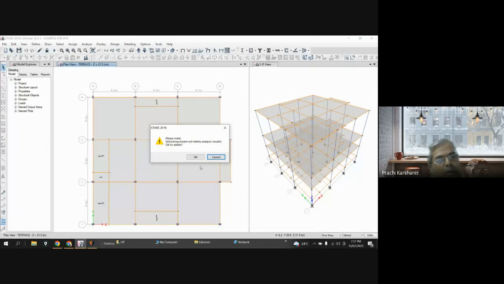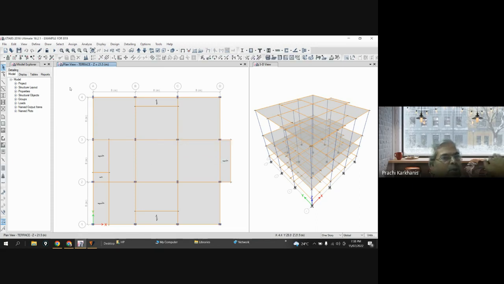So here you have to give confirmation whether you want to delete the results. That means if you want to make some changes in the model, and you say okay, then the results will be destroyed, and you are free, and you will see that the model is unlocked. Let me show you that. If I click on okay, now you can see the model is unlocked.